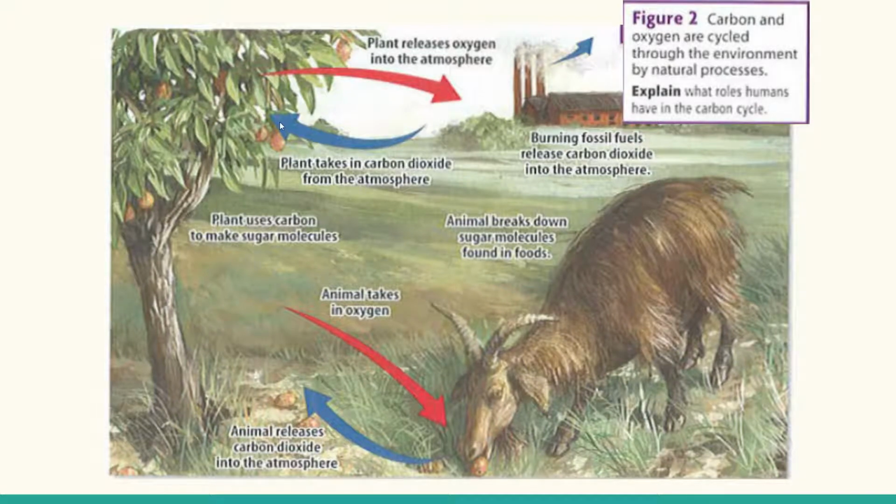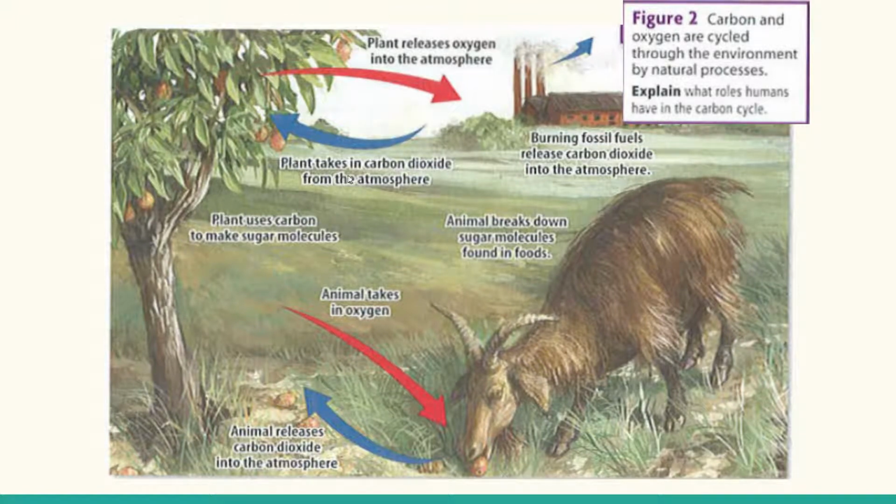You guys have probably heard that when you breathe in, you take in the oxygen that the plants make, and you breathe out the carbon dioxide. And the plant uses the carbon dioxide to make more oxygen in this cycle. And that is true. That is a cycle.